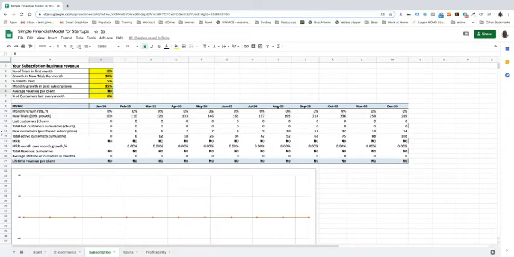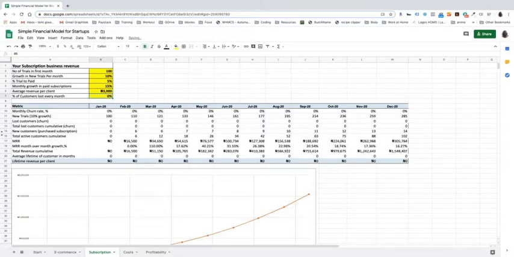Then the average revenue per client. If you only have one subscription level, let's say it's 5,000, then that's fine, you just put in 5,000. But let's say you have 3 different levels. One is 1,000, one is 3,000 and one is 5,000, right? So that's 1 plus 3 plus 5, that's 9, divided by 3, that's 3,000. So on average, people are going to be paying you 3,000. So we're going to put that in there as 3,000.